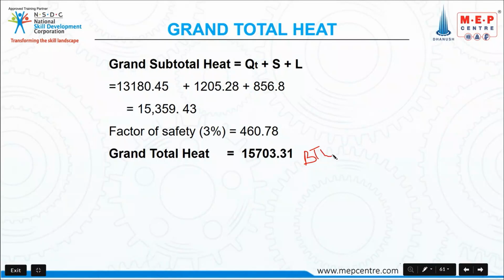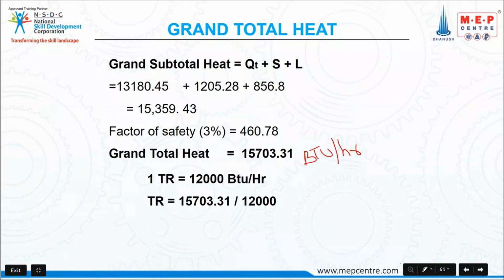So 1 TR equals 12,000 BTU per hour. Conversion factor: 1 TR equals 12,000 BTU per hour. So therefore the grand total in the form of TR is 1.30 TR. A 1.30 TR machine is required to cool that room.